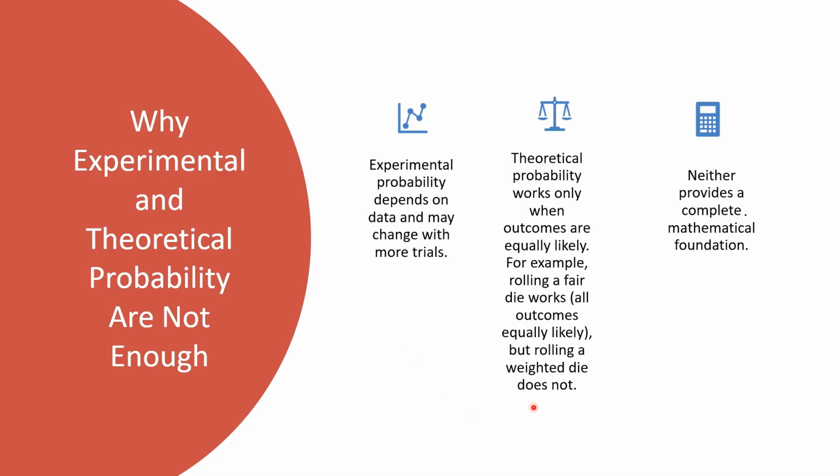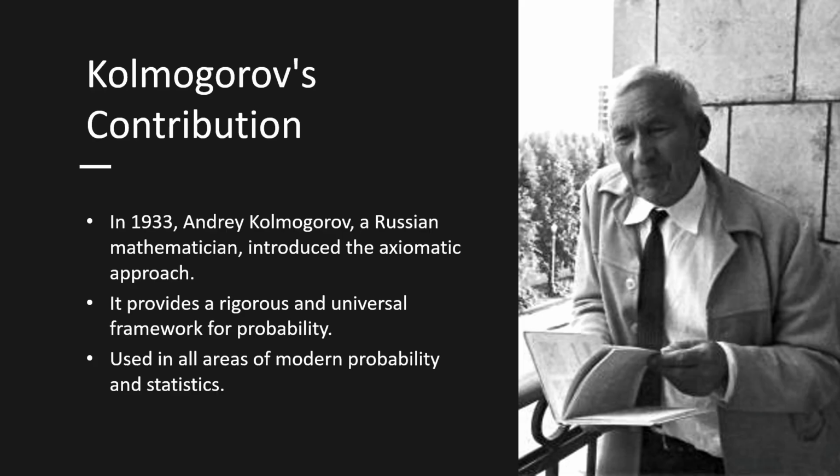And theoretical probability only works when the outcomes are equally likely. For example, rolling a fair die works. All outcomes are equally likely. You get a 1, 2, 3, 4, 5, 6, and each has an equal probability. But what if the die is weighted and a 3 and a 4 come up a lot more than a 1 and a 2? That would not allow theoretical probability to work. So neither provides a complete mathematical foundation. This has been known for a long time.